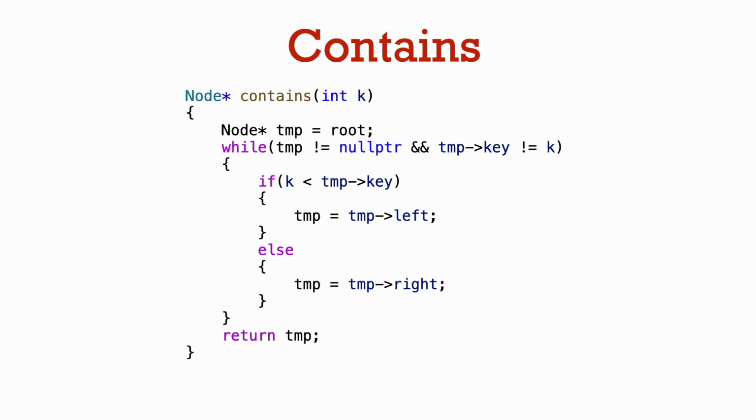We compare k to the key at the node pointed to by temp. If k is less than this key, then we move to temp's left child. Otherwise, we move to temp's right child. At the end of the while loop, either temp points to a node containing k, or it will be null pointer. If it's null pointer, that means that k is not in the tree. Here we're actually returning temp, but you could also modify this function just to return a Boolean value, whether or not the tree contains the key k, by returning whether or not temp is null pointer.